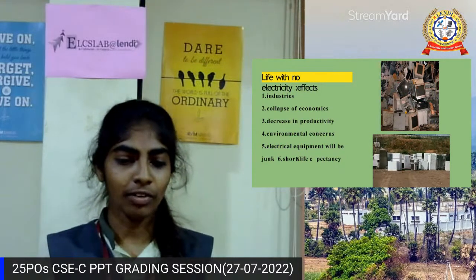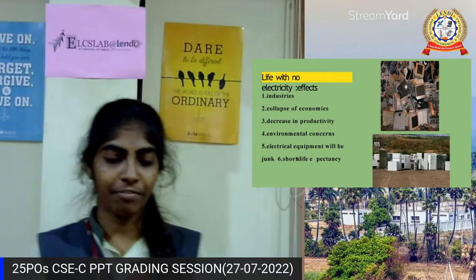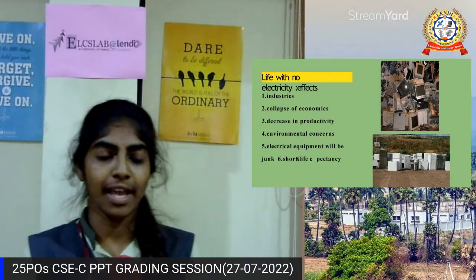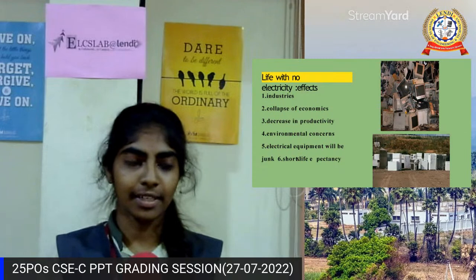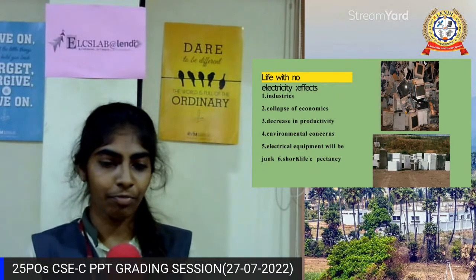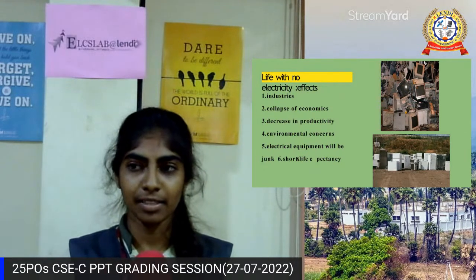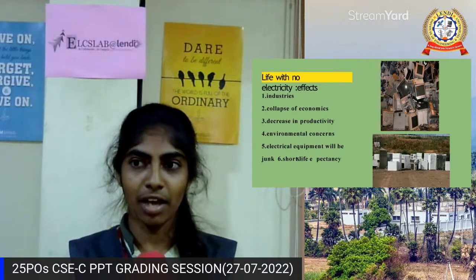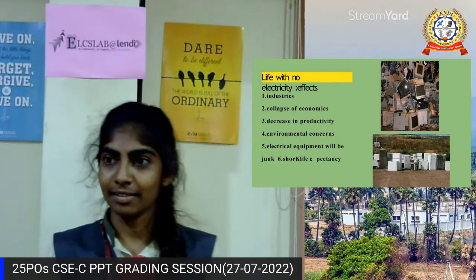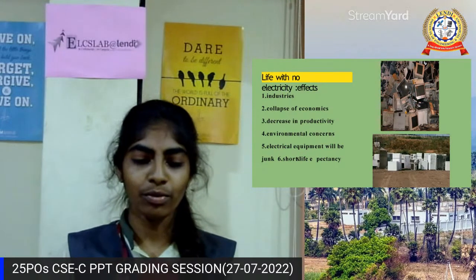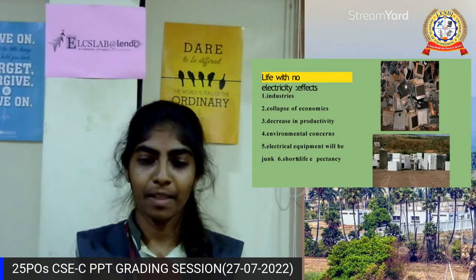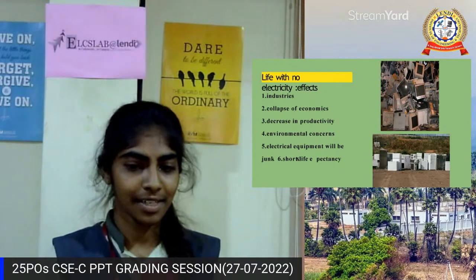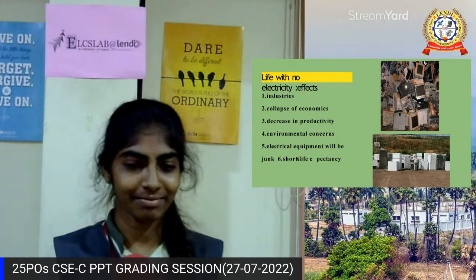Life without electricity: it is very hard to imagine a day without electricity. With no electricity, we face a lot of problems, and many systems and works will stop, and many industries work on electricity. So we have to save electricity. Life without electricity leads to the collapse of industries and of the economy.